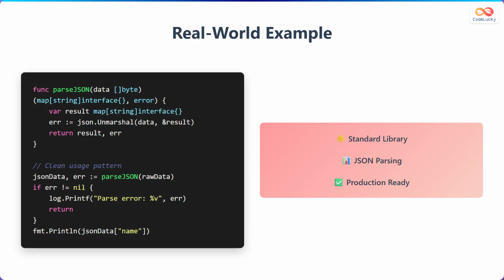Here's a real-world example using a parseJSON function. The parseJSON function attempts to unmarshal JSON data into a map. It returns the resulting map and an error. The code checks for an error during parsing. If an error occurs, it's logged and the function returns. Otherwise, it proceeds to access and print a specific field from the parsed JSON data, such as the user's name. Multiple return values in Go make code cleaner and easier to manage.